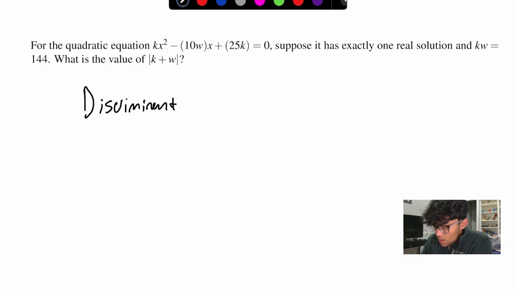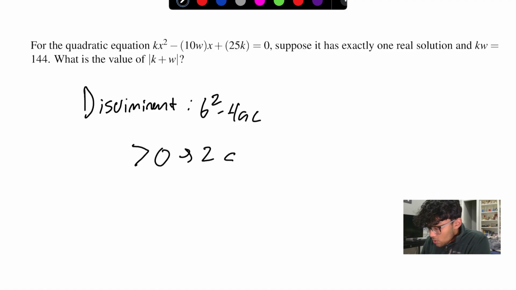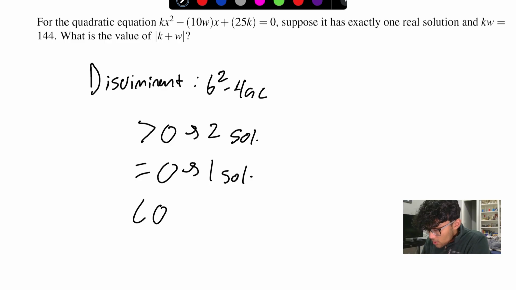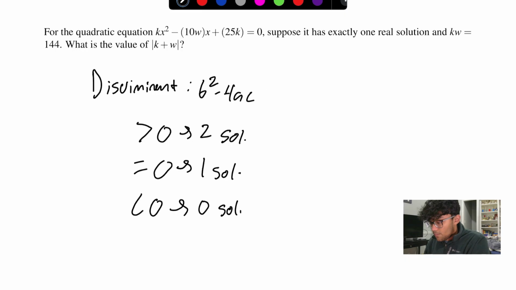So the discriminant is equal to b squared minus 4ac. If the discriminant is greater than 0, we know that there are two solutions to that equation. If it's equal to 0, there is one solution. And if it's less than 0, then there are zero solutions, or no solutions, for that equation.